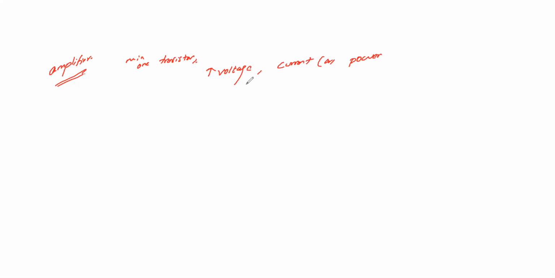Let's see a small block diagram here. Assume this is your amplifier. When you give input signals here, there will be some ripple content and everything, so I'll take this one as your input signal. And here there will be some output.